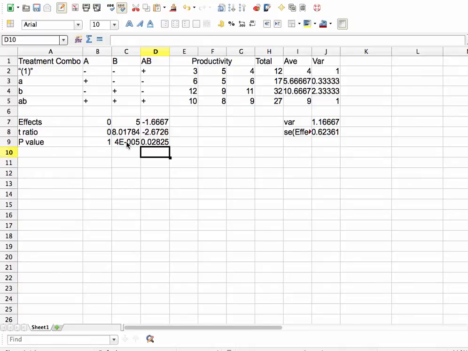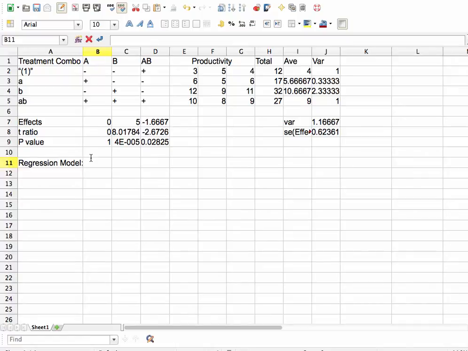Our p-value for B is very small, which means that we can reject the hypothesis for B that it is close to 0. And our p-value for the interaction AB is also fairly small. It's quite a bit smaller than 0.05, which is a typical standard value for significance. So we reject the null hypothesis that the AB effect is equal to 0. Now we may want to create a regression model that tells us how each of the factors affect the outcome.